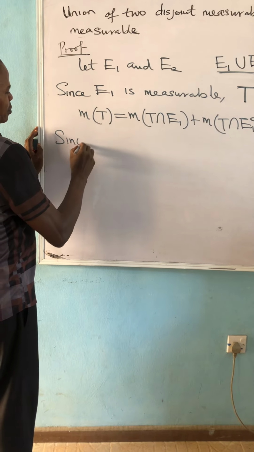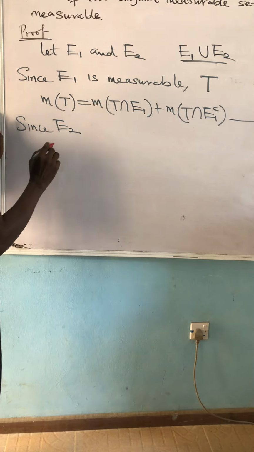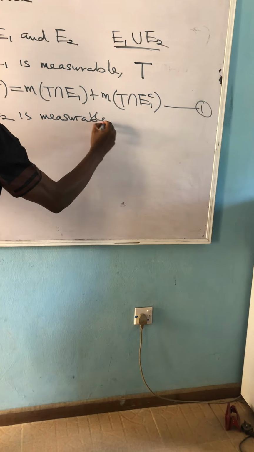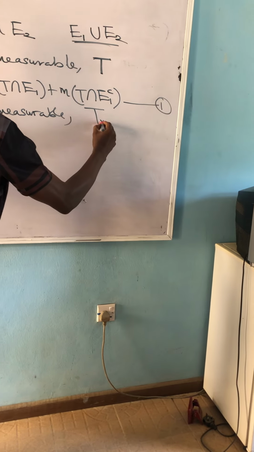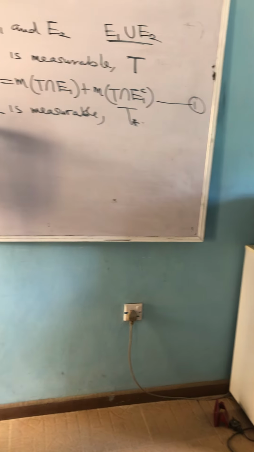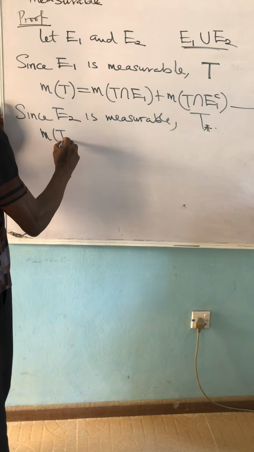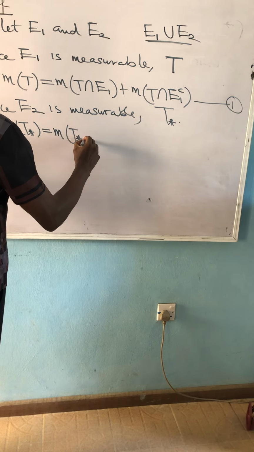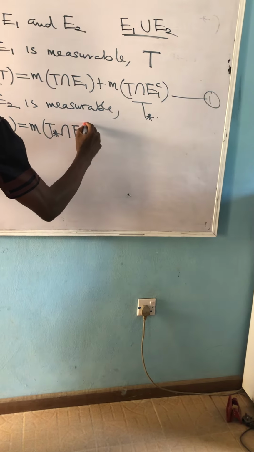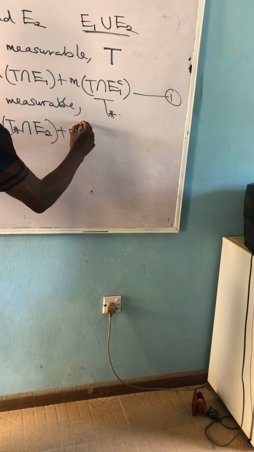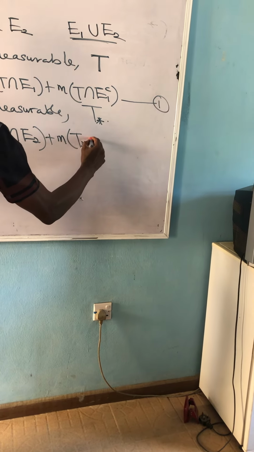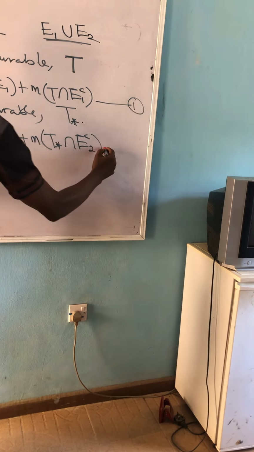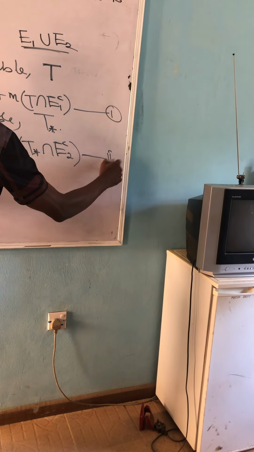Since E2 is also measurable, for any T star, now I call this one T star, the measure of T star is equal to the measure of T star intersection E2 plus the measure of T star intersection the complement of E2. Let's call this equation 2.